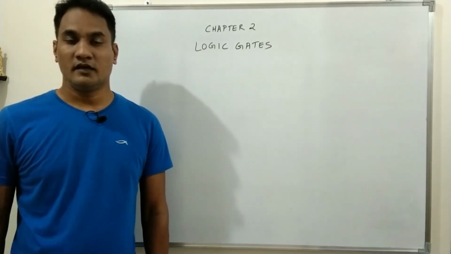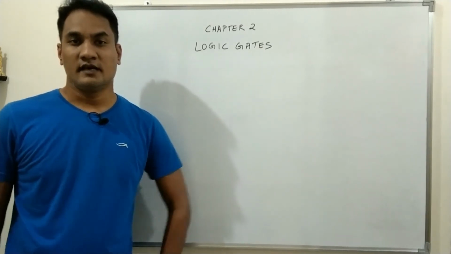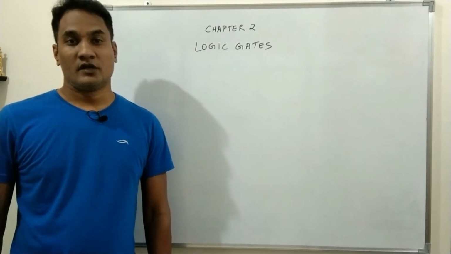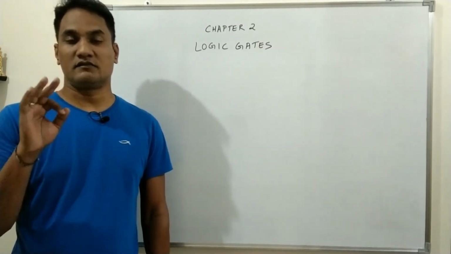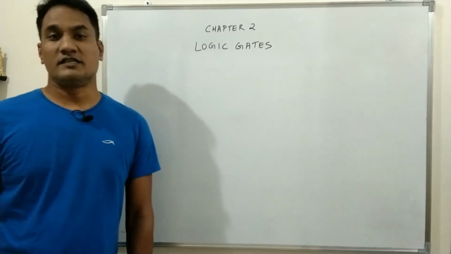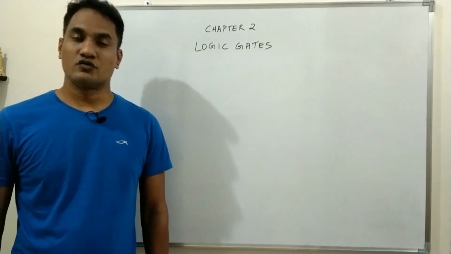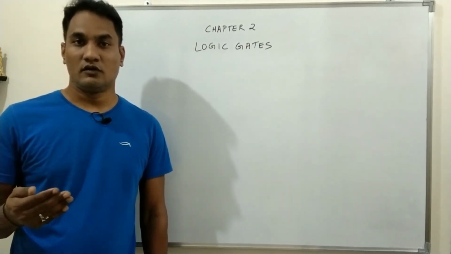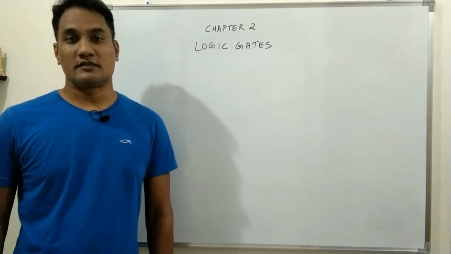Hello students. In this video we will use Boolean laws and De Morgan's theorem to simplify logic circuits. If you remember, in the last video we tried to understand all the Boolean laws and De Morgan's theorem. Out of that, when you simplify, 3 laws are very important from Boolean laws: AND law, OR law and distributive law.